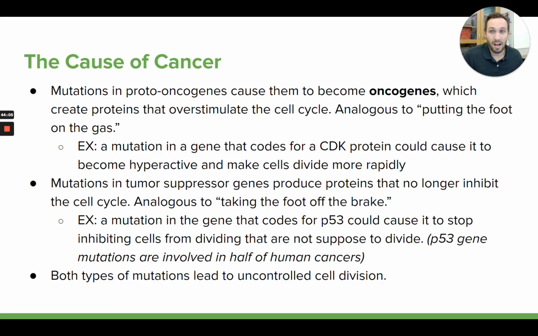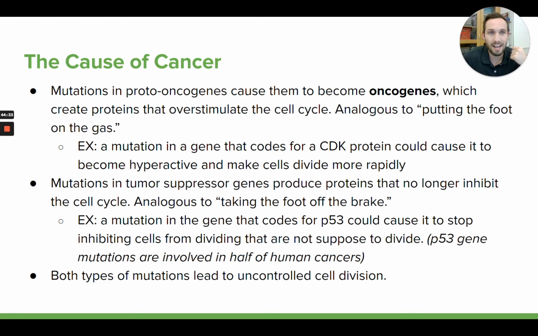So that's one example. A CDK protein you could call a proto-oncogene. It's a normal protein that's supposed to help cells progress through the cell cycle, so we would call it a proto-oncogene. It's kind of like the gas, but if that gas is broken in a way that becomes overstimulated or hyperactive, it's not good. That's when you end up with an oncogene, which is a bad proto-oncogene. An oncogene is a cancer-causing protein.